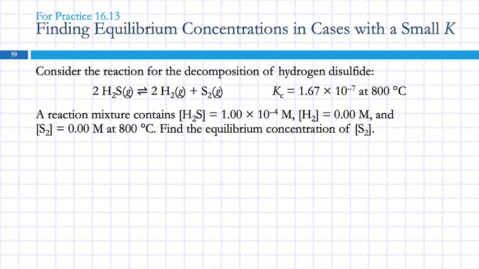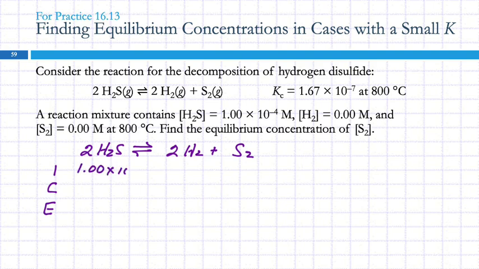Well, this looks very similar, doesn't it? Well, it is very similar. So let's make our ICE table really quick here. Here, our initial concentration is 1 times 10 to the minus 4, and these are 0. So what's different about this problem? This initial concentration is significantly smaller. So the changes are going to be the same.